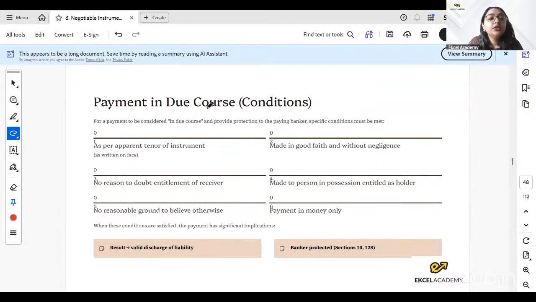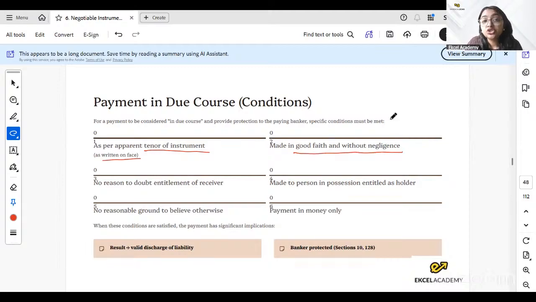Next, payment in due course. What are the conditions? That is as per the tenor of the instrument. That is, as written on the face of the instrument. What do you think is written? Whom it is being paid to? What is the check's date? What is the amount that is being paid? Okay. Made in good faith and without negligence.